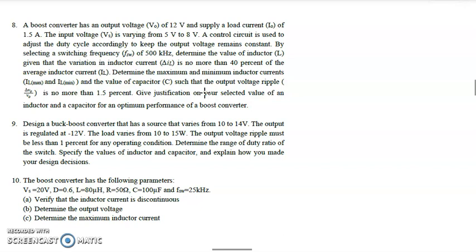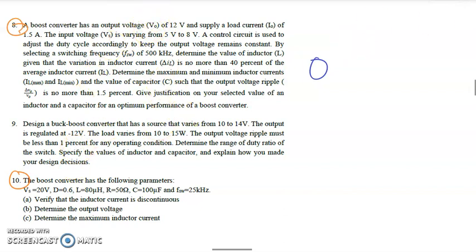Previously we focused on buck. Now we are going to take a look at boost. So question number 8 and question number 10 are regarding the boost converter. We shall put aside the buck-boost question number 9 for further discussion. So we discuss 8 and 10 first.